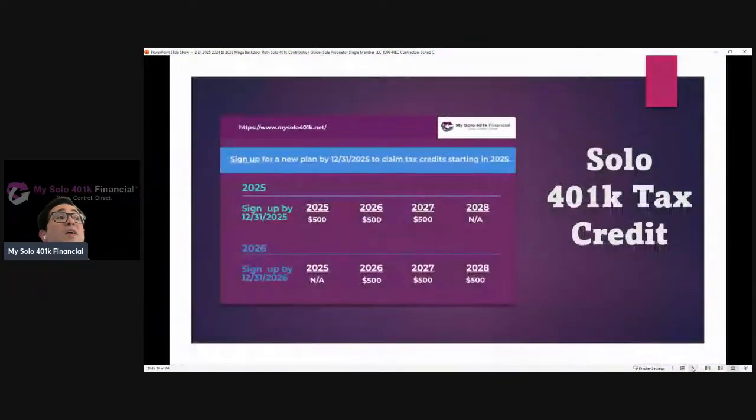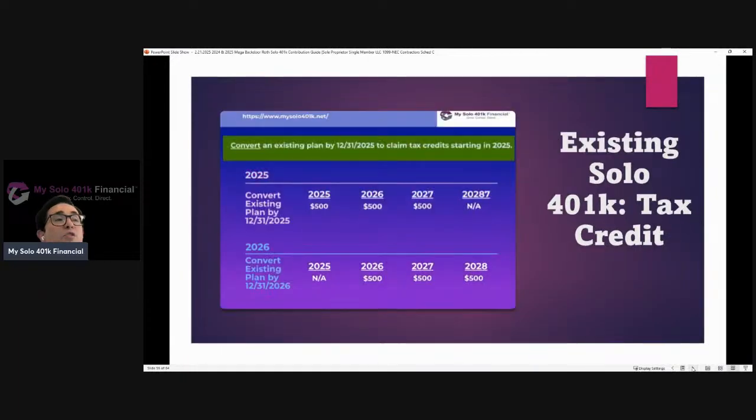So if the individual signs up here for a new plan in 2025, they'll be able to start claiming the credit when they file their 2025 tax return. And then again for 2 more years for a total of $1,500. Or if they upgrade an existing plan here in 2025, they'll be able to start claiming the credit when they file their 2025 tax return. And then again for 2 more years, as long as they maintain the plan with the automatic participation feature.